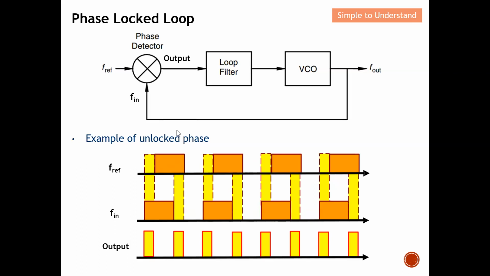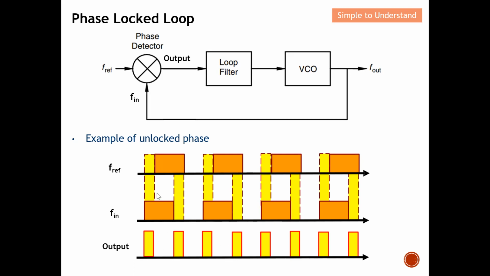So next, I'm going to show you another example, which is the unlocked phase, which means that there is actually a phase difference between F reference and F in. And over here you can see that at the output, they basically highlight where the position is that has this phase difference, as you can see from here.